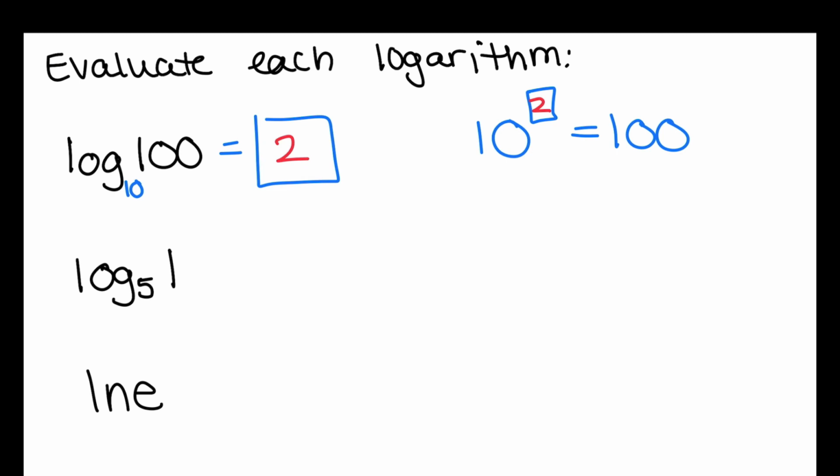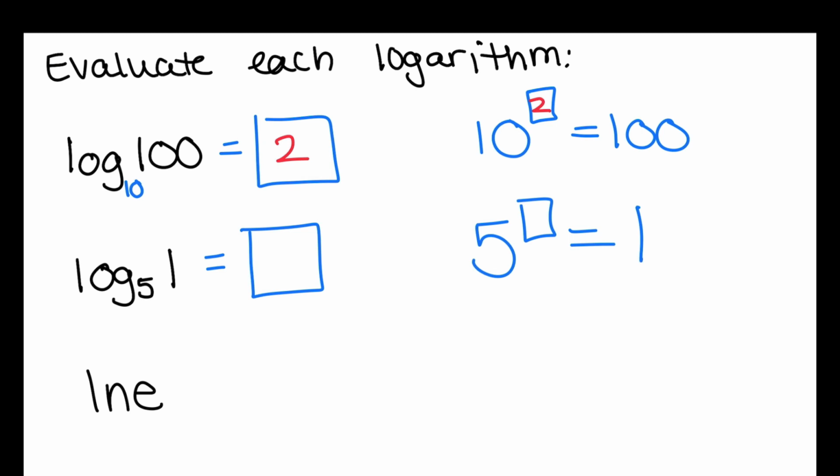Log base 5 of 1. So finding the exponent. 5 to what power is 1? Well, it has to be 0. The only way we can turn that 5 into a 1 is with an exponent of 0. So log base 5 of 1 is 0. And in fact, because an exponent of 0 always gives us 1, it actually doesn't matter what the base is. Log with any base of 1 is always going to equal 0.